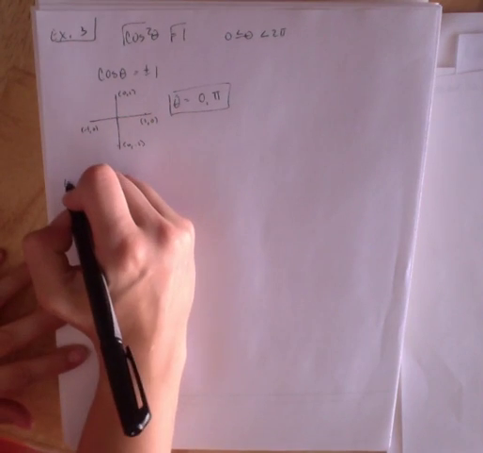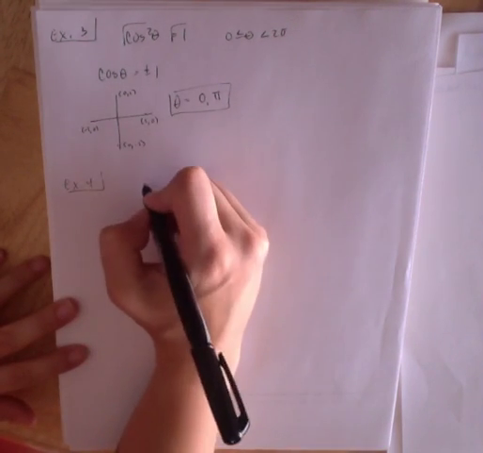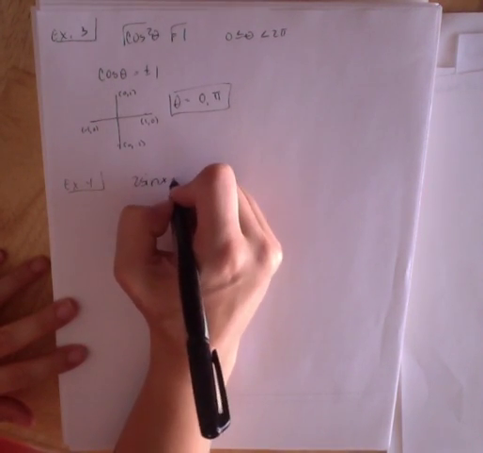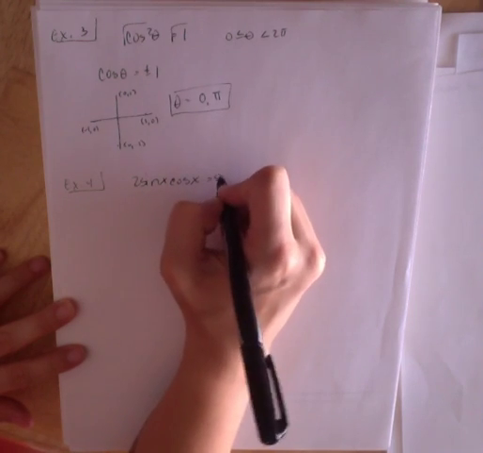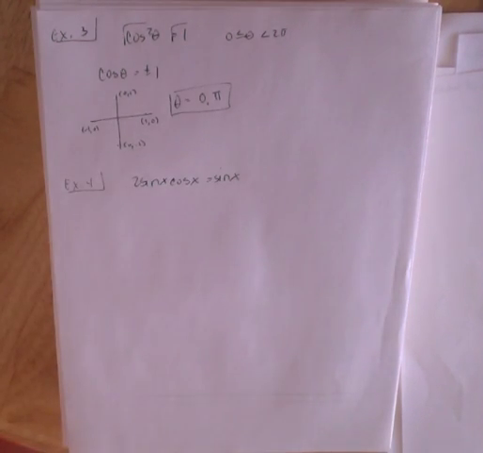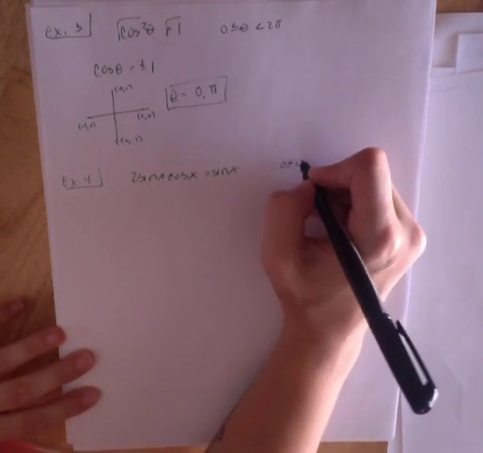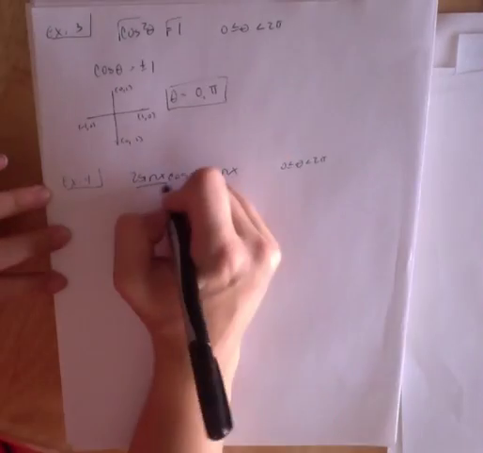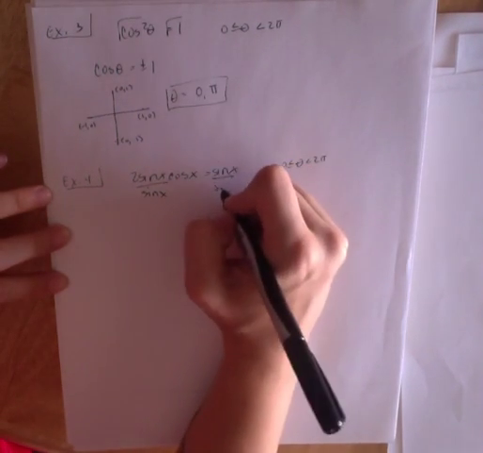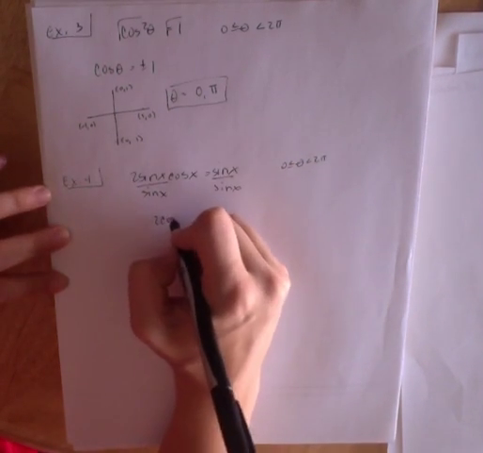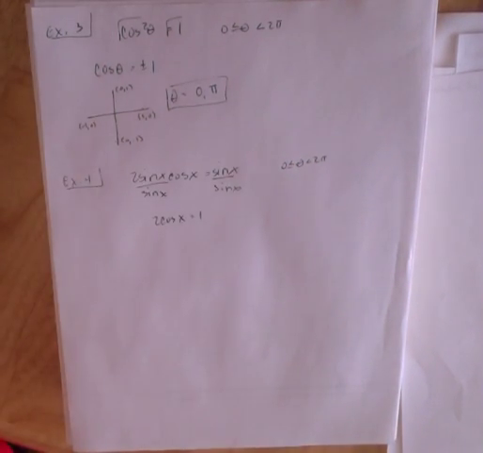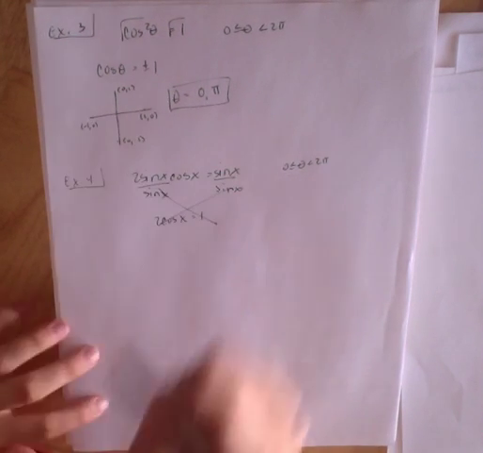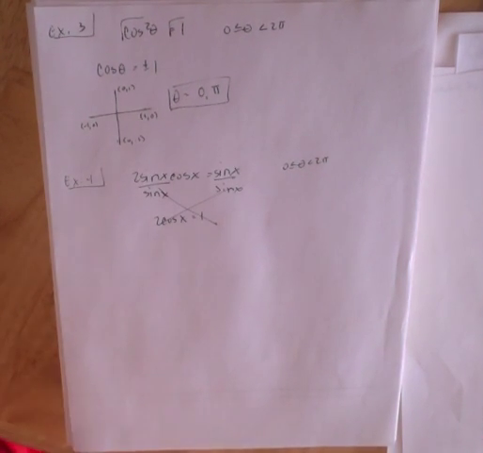Okay, let's do another example. If we had 2 sine of x cosine of x equals sine of x, with parameters 0 less than or equal to theta less than 2 pi. So here's a dangerous trap to fall in. You might be thinking, oh, I'm just going to divide everything by sine of x, giving me 2 cosine of x equals 1. That is not true. You lose a whole solution when you do that.